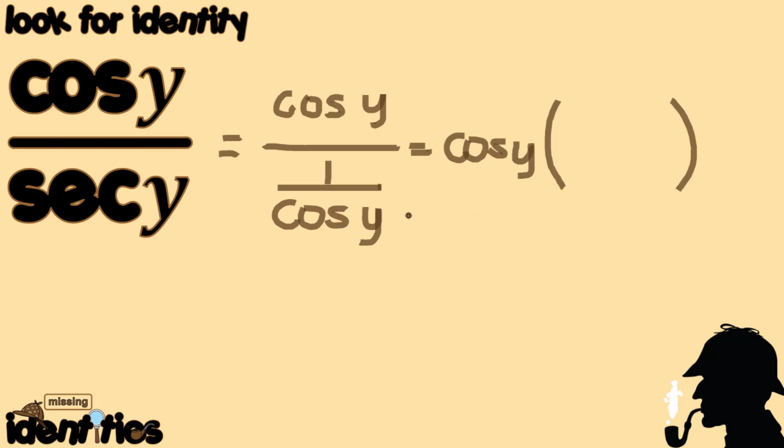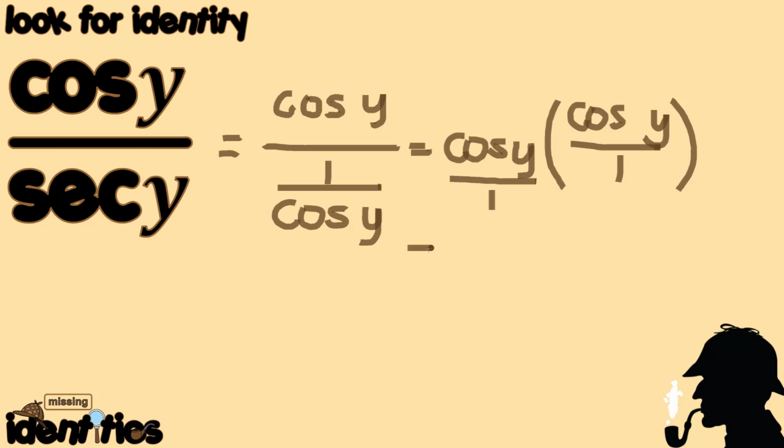This method, the keep, change, flip method, is applicable when dividing fractions, or in this case, dividing rational expressions. So, we are going to reciprocate this. This means this will become cosine y over 1 as we reciprocate or we interchange the numerator and denominator. Now from here is just simple multiplication. And please don't forget that this is over 1.